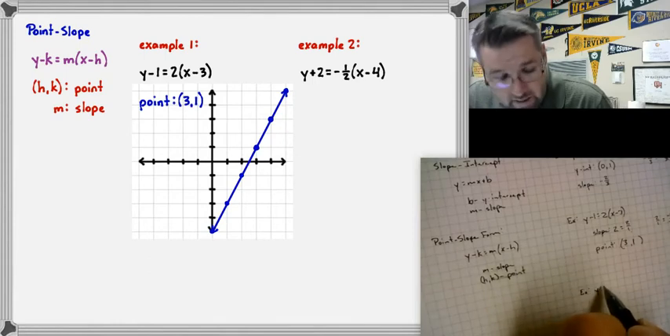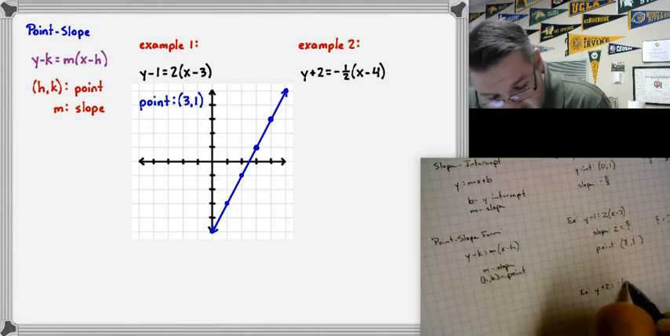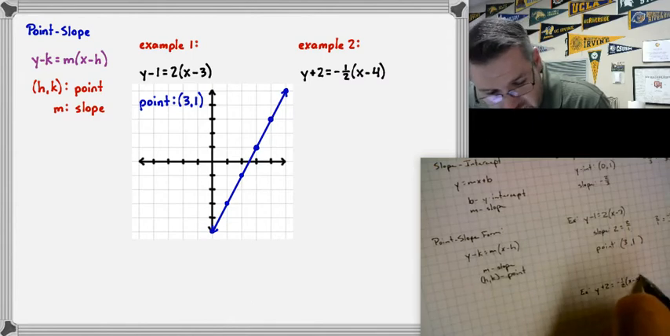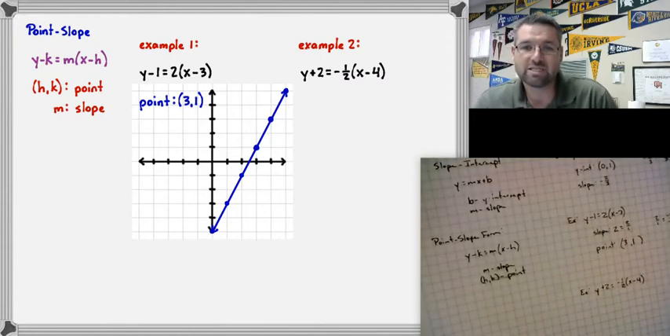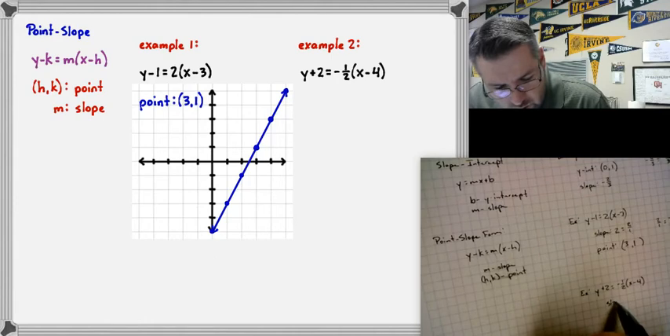It says y plus 2 equals negative 1/2 times x minus 4. The reason I have this example here is so that you have another view of the point, because the point can be a little odd to look at. First, we know the slope. What is the slope? The slope is negative 1/2. And now we need the points.